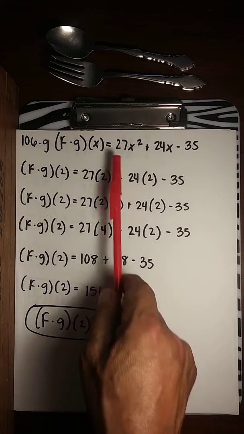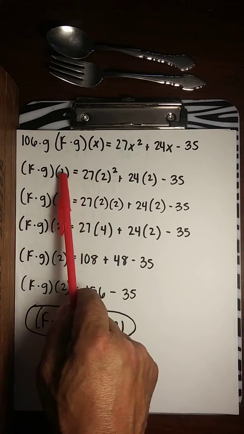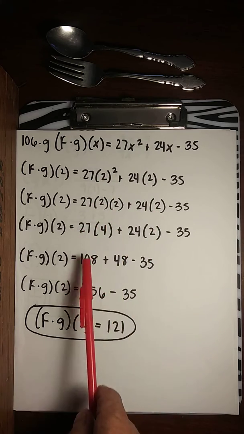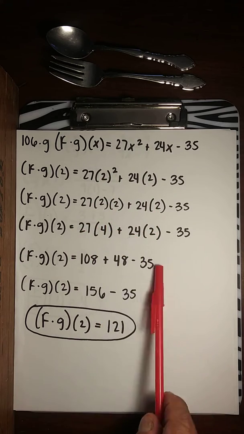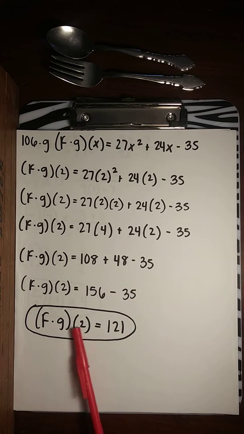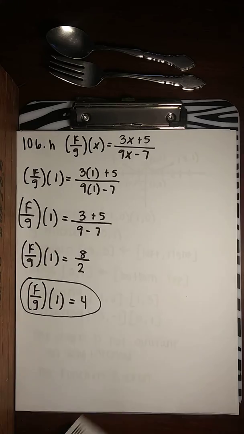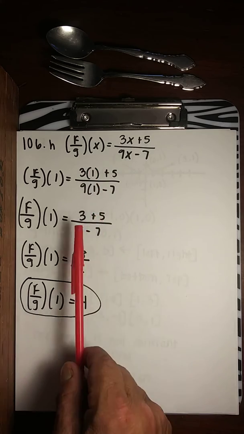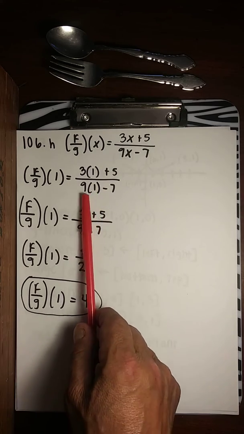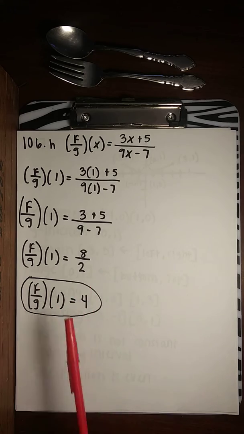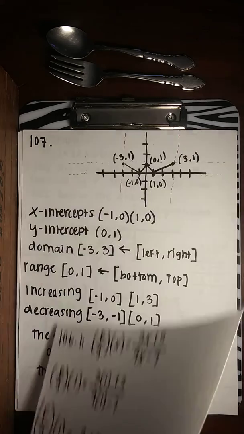F times g of x is this formula right here. Put the number in the 2 in there. So 2 squared, 2. 2 times 2 is 4. 4 times that, 108. That times that is 48. That's negative 35. 108 in this, 156 minus 35 is 121. So f times g of 2 is 121. F over g of x is this one. So put a 1 in there. 3 times 1 is 3. 9 times 1 is 9. So 3 and 5 is 8 over 2. Divided is 4. So f over g of 1 is exactly 4.